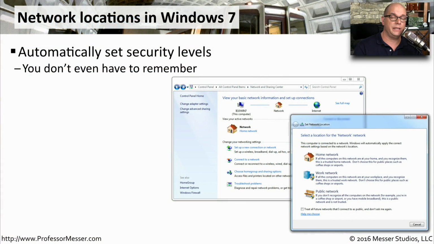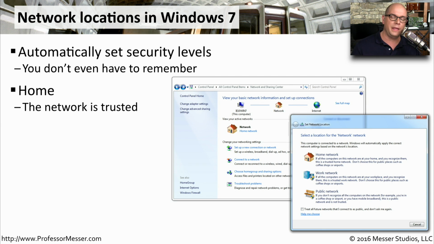It's very common these days for us to move between different kinds of networks throughout the day. And Windows can adjust to these changes because there are different network locations that can be automatically configured in Windows. In Windows 7, these network locations are called the Home Network, the Work Network, and the Public Network. On the Home Network, everything is trusted.